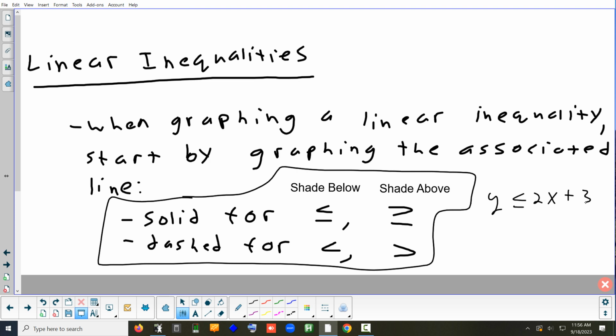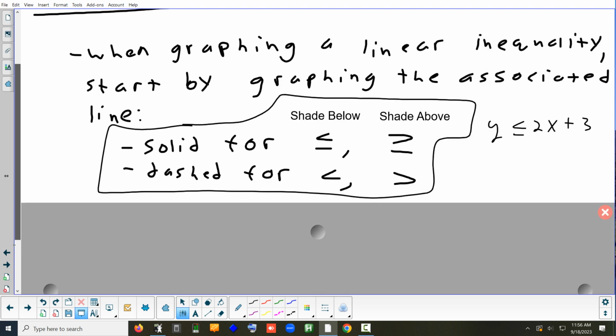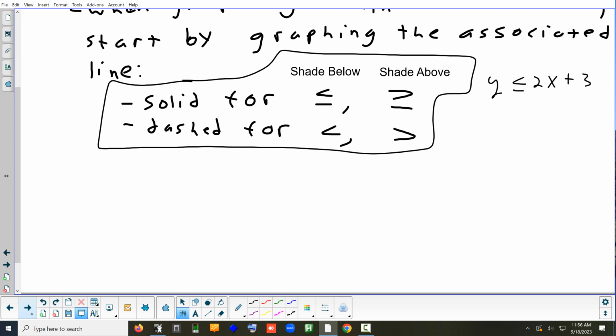If it's a less than, you shade below. If it's a greater than, you shade above. And let's do that one. y is less than 2x plus 3. And that'll be our last one.